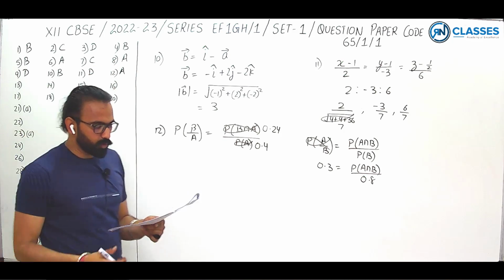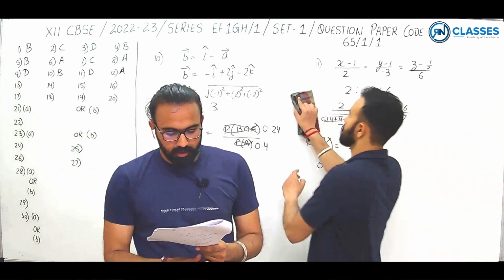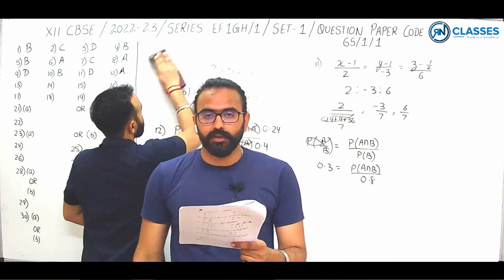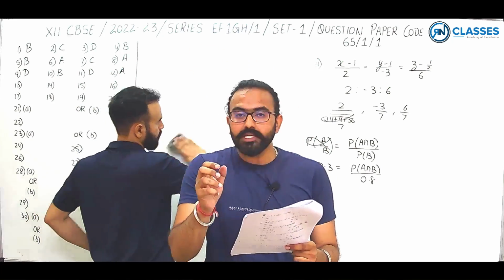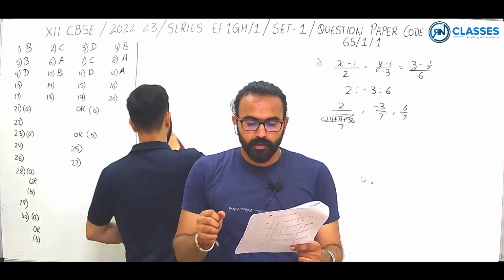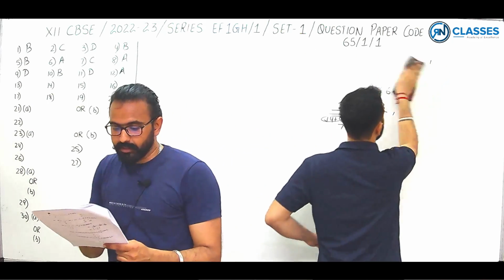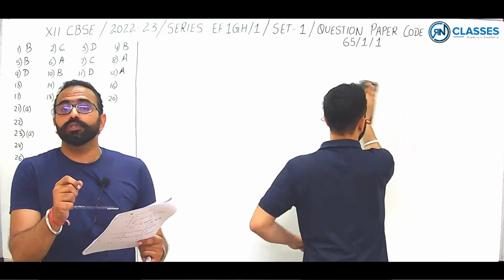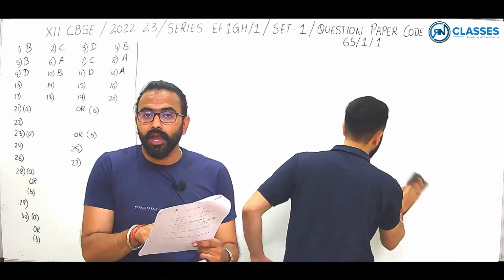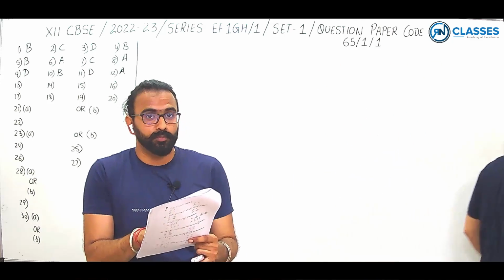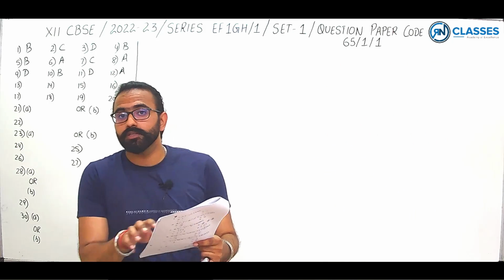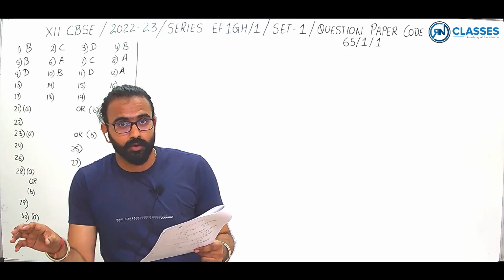Now passing on to question number 13: the value of k for which f of x, which is given to us, is a continuous function. We are given that this function is continuous, and for x greater than or equal to 2, the definition is of polynomial type. The polynomial function is continuous for every real value of x.